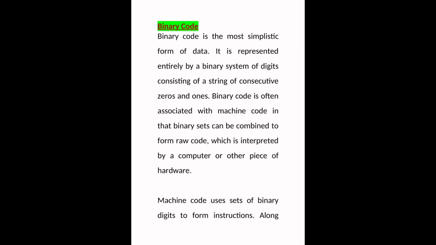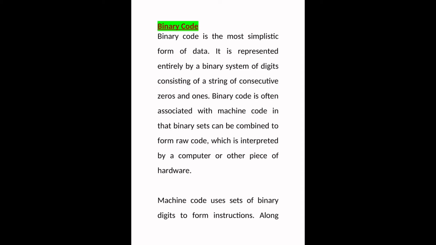Binary code is often associated with machine code in that binary sets can be combined to form a raw code. Actually, when we run the computer, the processor converts the program into machine language and gives the output to the screen.